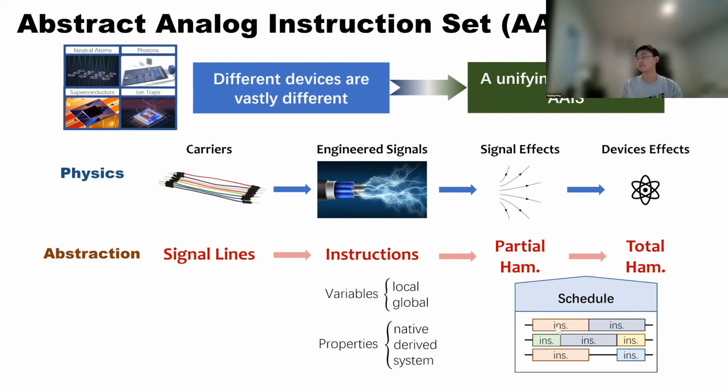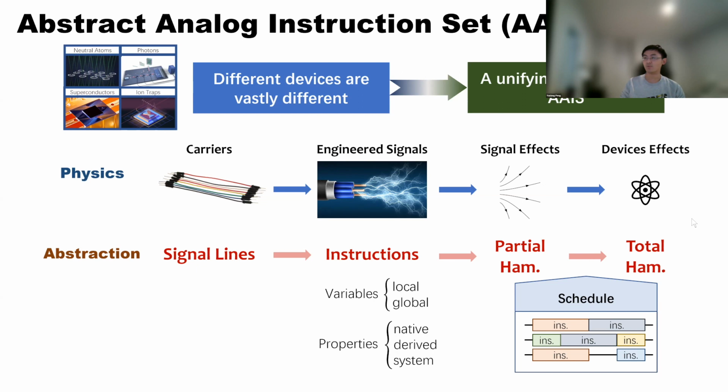So the schedule here is basically, for each signal line, how each instruction is executed on this signal line. For example, on line 1, for time 0 to 10, or maybe 10 to 12, another instruction is coming on the signal line. For each time step, you have a summation of the partial Hamiltonians provided by each instruction to construct the total Hamiltonian. So this is how the abstract analog instruction set works.